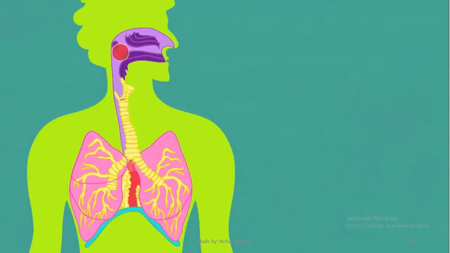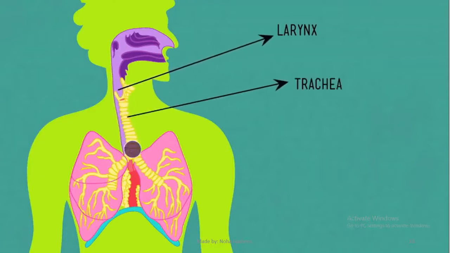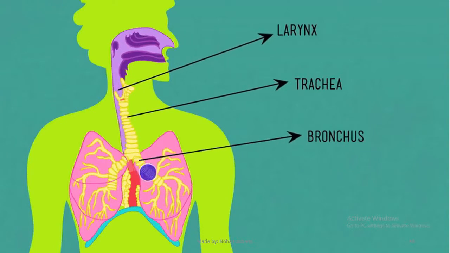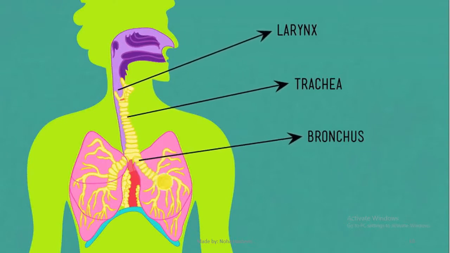In this GIF, you'll learn about the parts of the respiratory system. We start with the larynx, trachea, then you have bronchus, and then you have bronchioles, which are smaller branches of the bronchus.